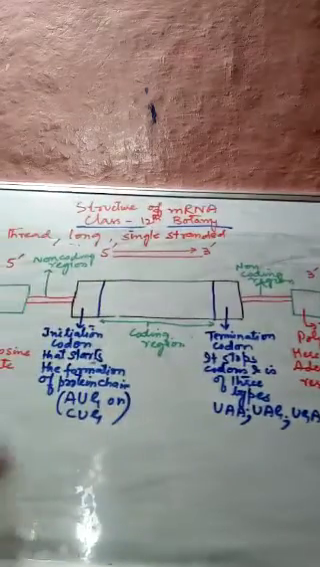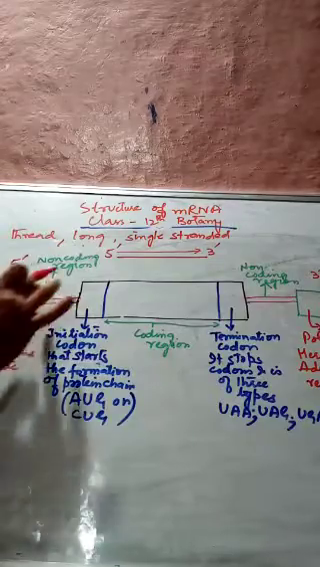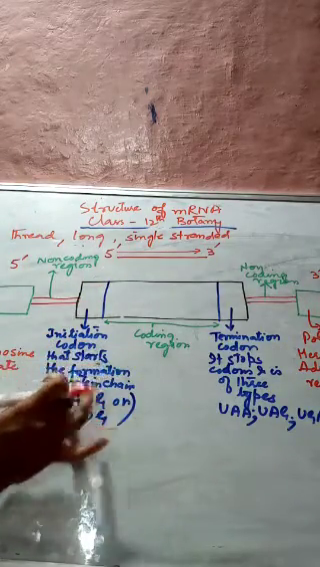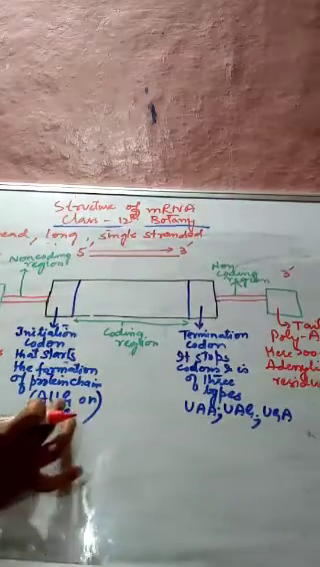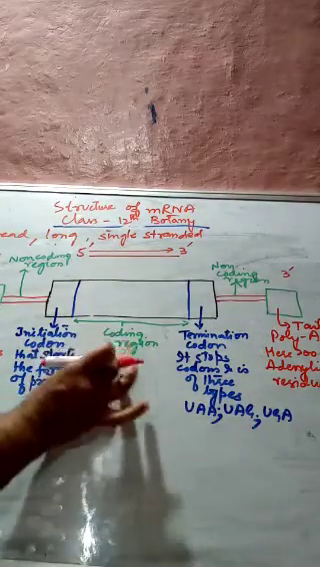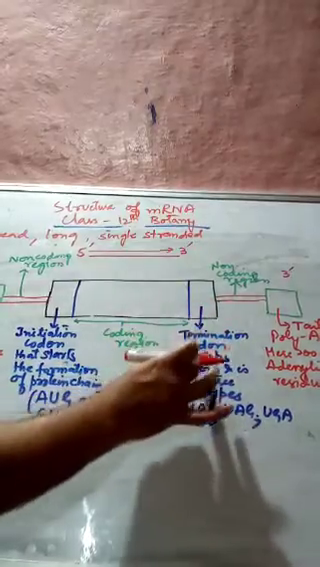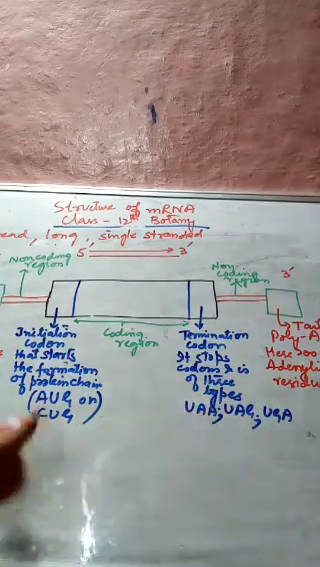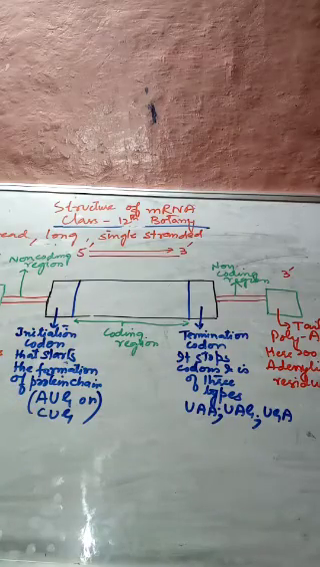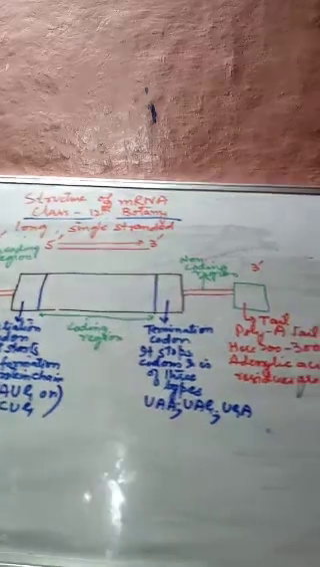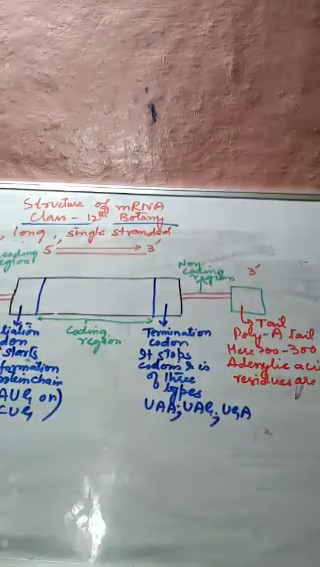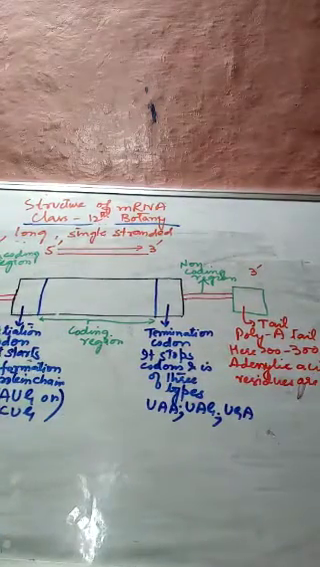This cap contains methylguanosine triphosphate. Then there is a non-coding region. Then there is the initiation codon that starts the formation of the protein chain, and it consists of AUG or CUG. Then there is the coding region. Then there is the termination codon. It is a stop codon and is of three types: UAA, UAG, UGA. Then again there is a non-coding region, and last there is a tail, which is called the poly A tail. Here 200 to 300 adenylate acid residues are present.